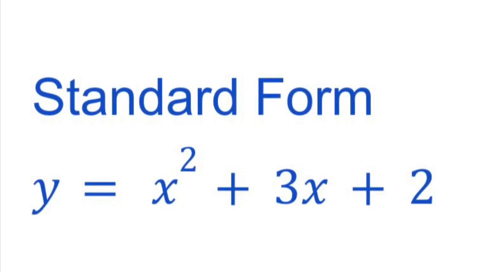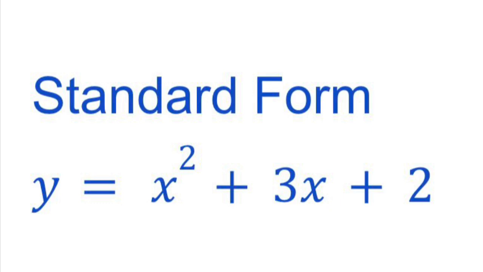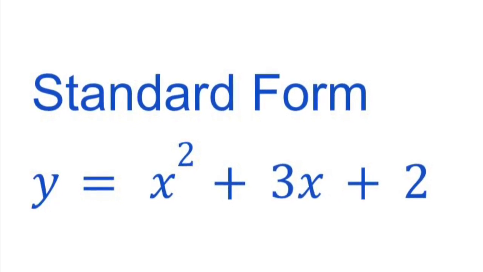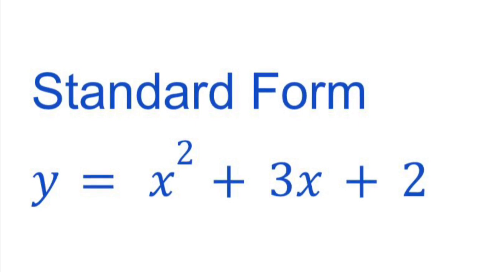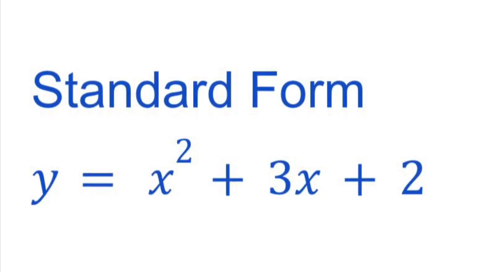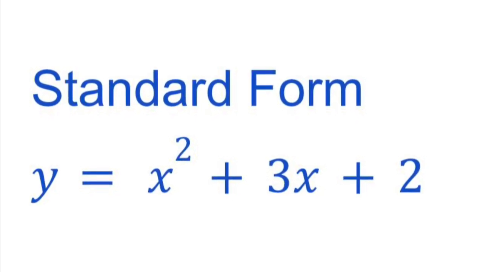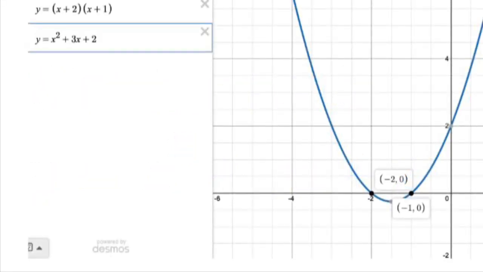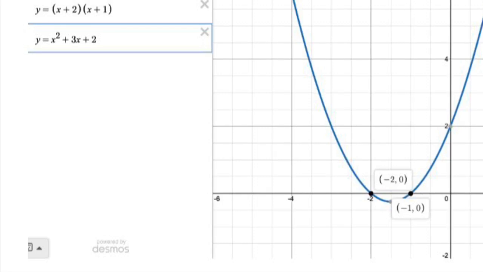Y is equal to x squared plus 3x plus 2. And what's awesome is that this equation actually gives the exact same graph as the equation in factored form did. So let's look at Desmos. And what I've done in Desmos is I've entered both of the equations, factored form and standard form, and I look at the graph, and the graph is the same.